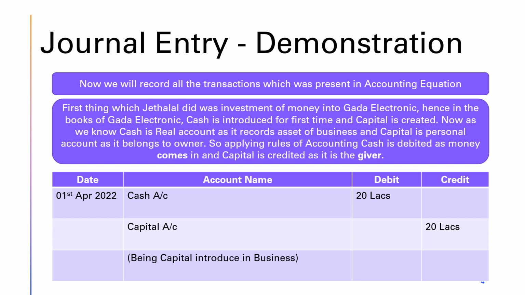If you remember the types of accounts and accounting rules applicable, cash account is a real account as it records an asset of the business, and capital account is a personal account as it represents Jethalal who is physically present. Now applying the rules of account, cash account is debited as it is coming into the business and capital is credited as it is giving something to the business.